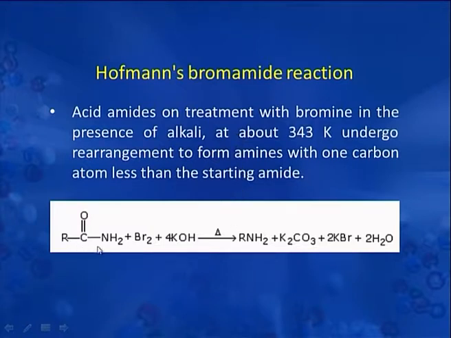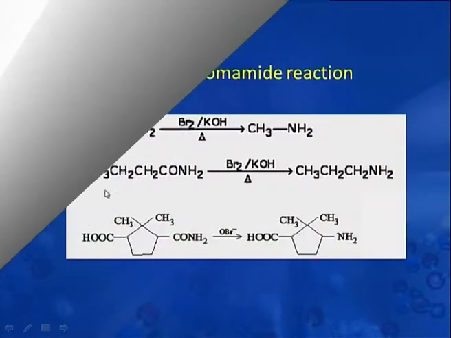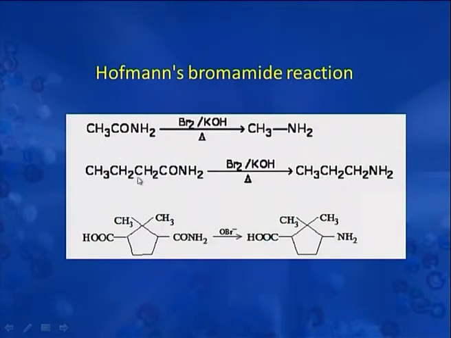Here you can see that this is an amide, and when we undergo the reaction, this amine is formed and this carbon which is forming the carbonyl group over here is lost during the reaction. So, amine is formed from amide and there is one carbon atom less than the starting amide. You can see here a few more examples.